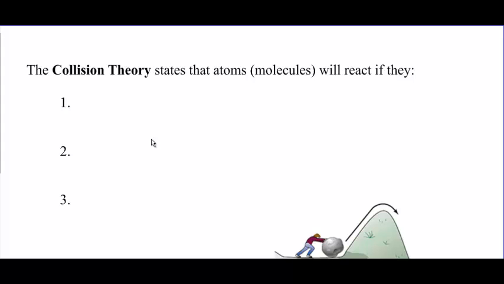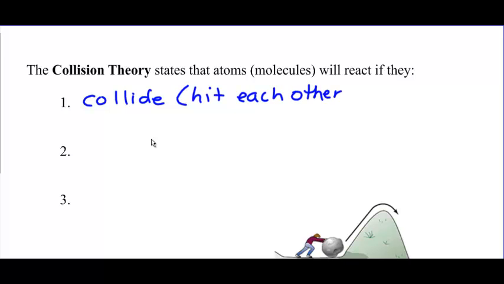There is this thing in chemistry called the collision theory, and the collision theory states that atoms or molecules will react if 3 things are true. Number 1, if they collide. So they have to hit, they have to bump. If they do not hit each other, they do not come in contact, they will not react. So they have to hit, they have to collide with each other. That's why this is called the collision theory, because in order for things to react, they have to hit.